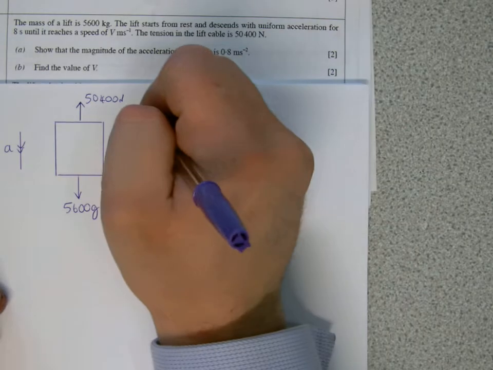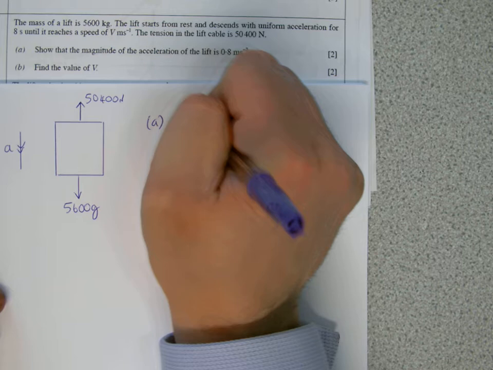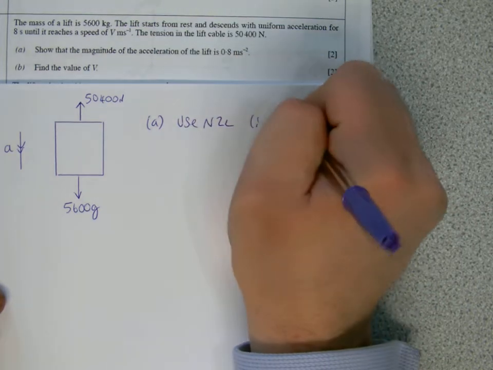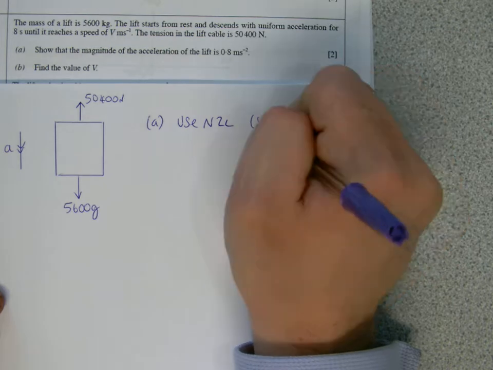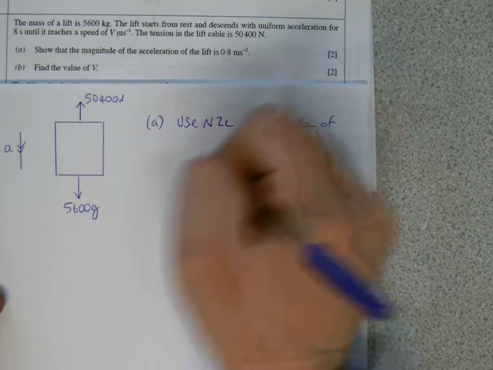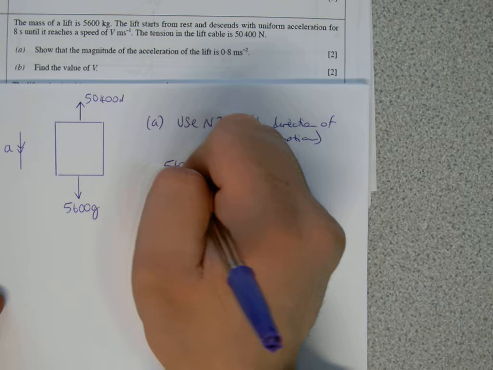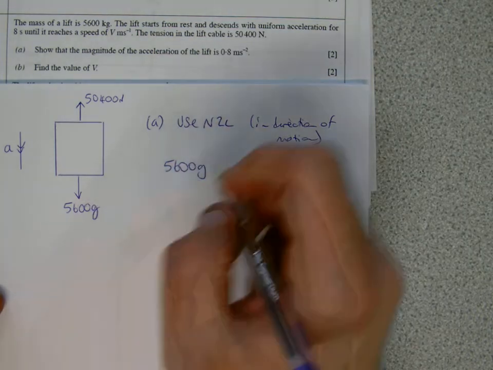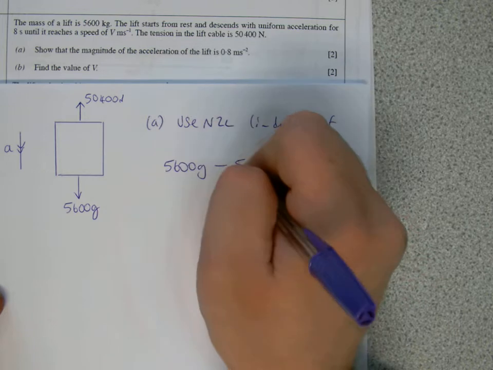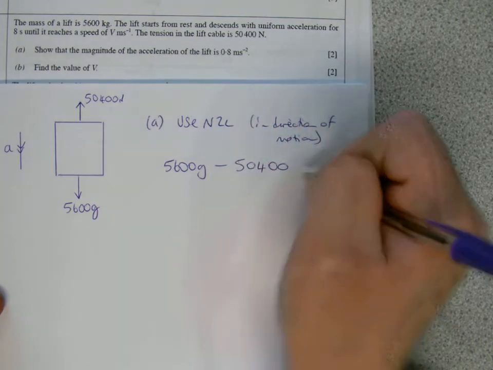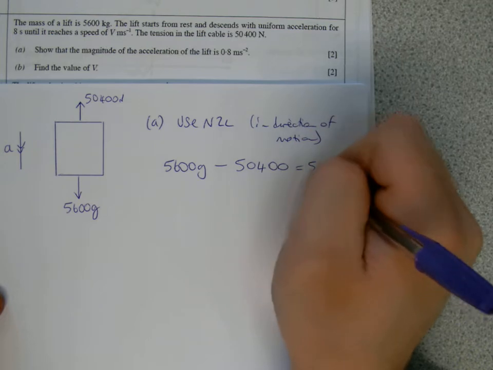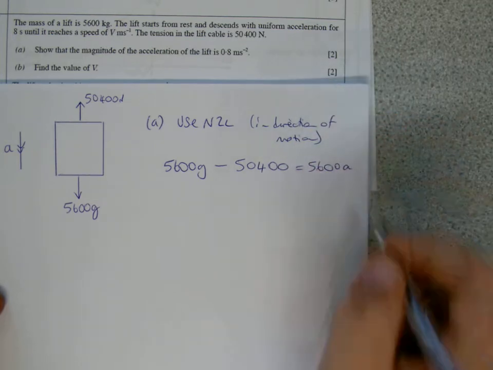So what we do is, of course, we use Newton's second law in the direction of motion. It's accelerating downwards. So we've got 5,600 g. That's the weight of the lift, the mass times gravity. Take away the tension in the cable, which is 50,400, and that will equal the mass, which is 5,600, times the acceleration.